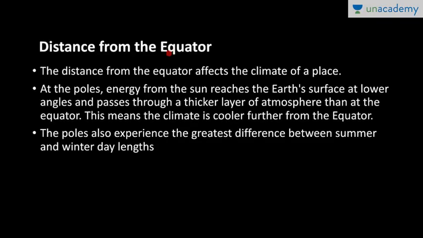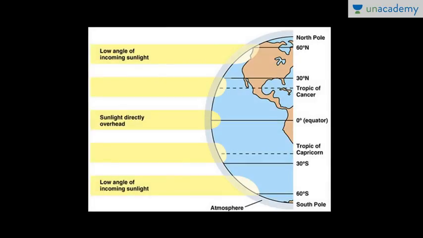Okay. Now coming on to the distance from the equator. Now distance from the equator again affects the climate of a place. This is because in the tropical region here the rays of the sun are directly overhead, right? And that is why the intensity of sunlight here is high, right?